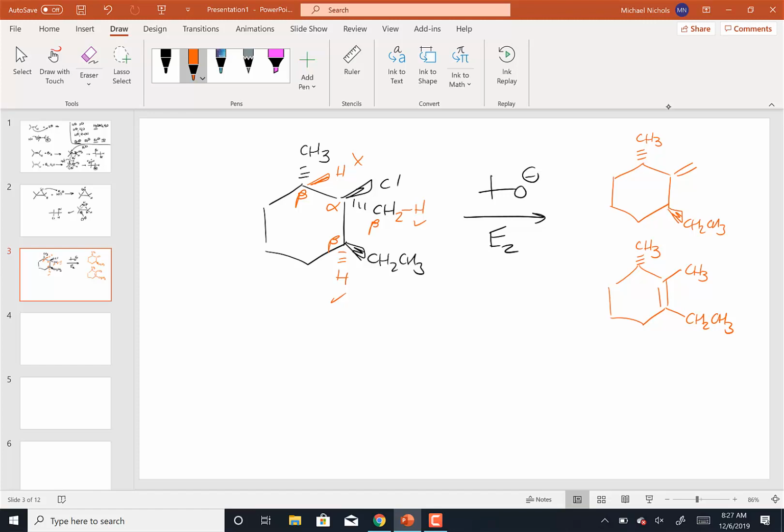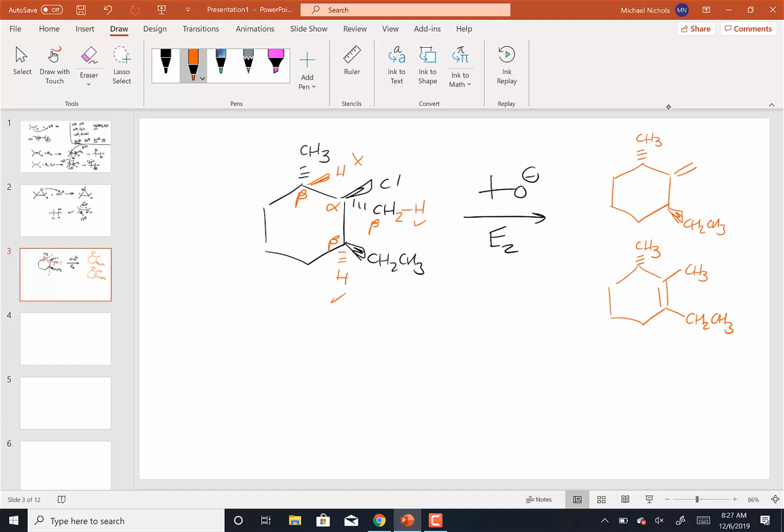Identify the alpha and the beta carbons and then the beta hydrogens. Which beta hydrogens are anti-periplanar or trans to the leaving group? Identify which ones those are, because then the fourth step is write the possible products, or identify the possible products, at least in your head.